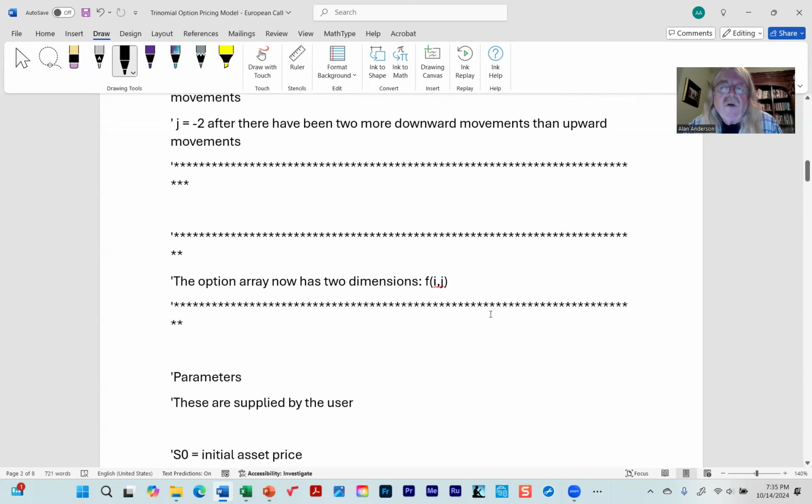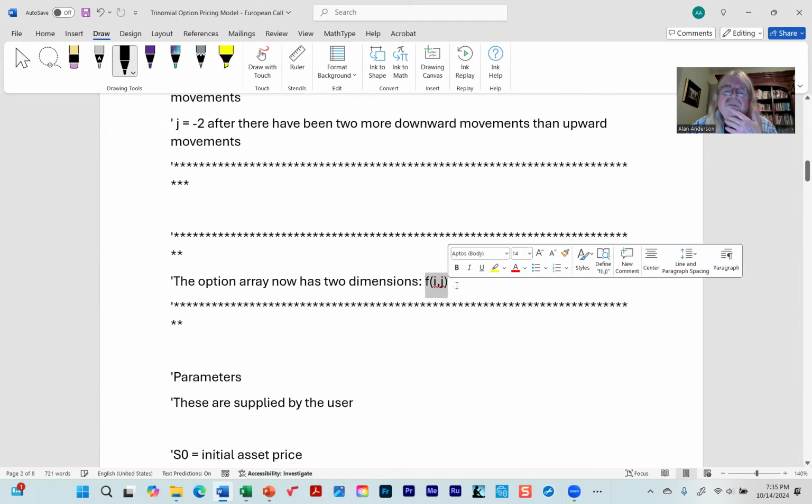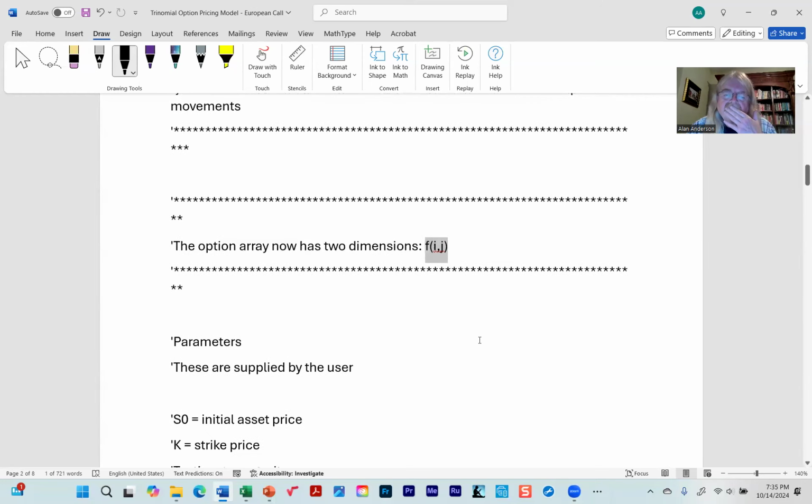Now, also, this time around, we're going to represent the stock tree and the option tree as a full matrix, 2 dimensions, I mean. Last time, remember, we only needed to keep track of one column at a time. Now we're going to have to keep the whole thing. So if you notice, we're going to represent the options with this matrix, although again, it's called an array in VBA, a 2-dimensional array, with the indexes I and J.